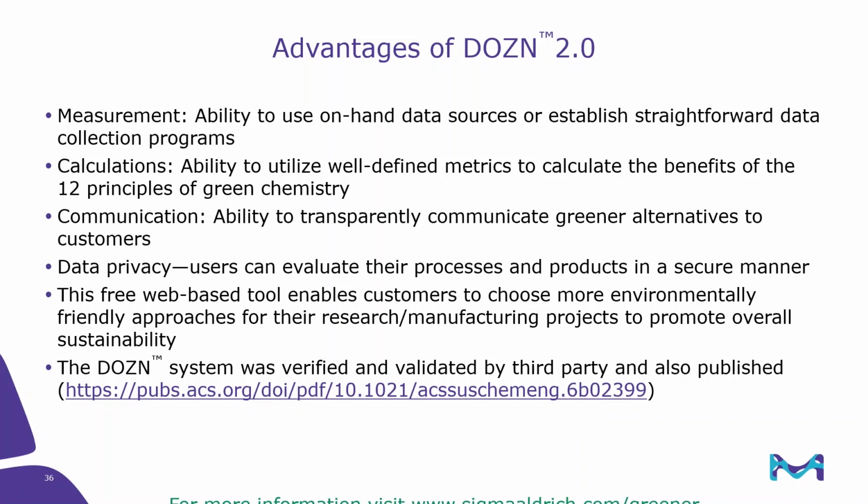Data privacy. Users can evaluate the processes and products in a safe and secure manner. This is a free web-based tool, enables customers to choose a more environmentally friendly approach to improve their overall sustainability. Again, our system was verified and validated by a third party and published in ACS Sustainable Chemistry and Engineering Journal.